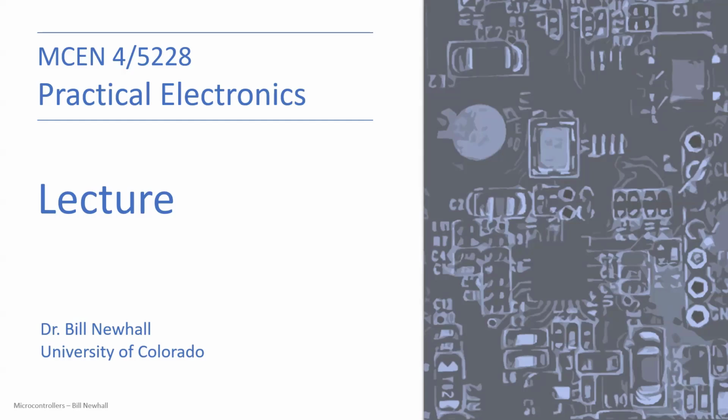So for the previous class, we talked about microcontroller pin configuration, and we talked about level shifting between different logic levels, different voltage levels, and we talked about analog to digital conversion and how that works and how you can apply that to different inputs of the microcontroller.